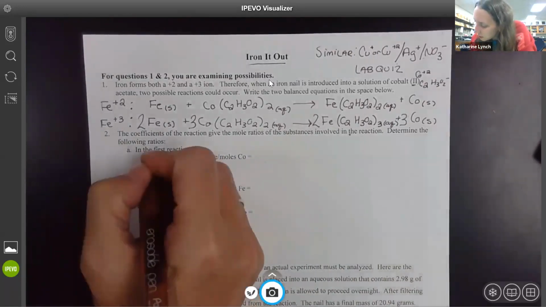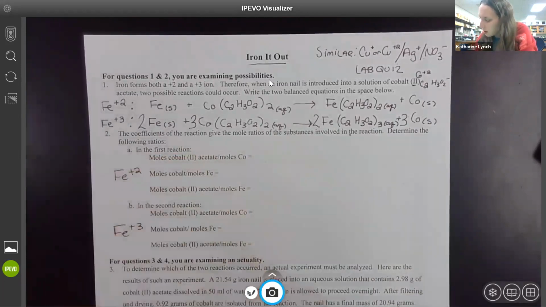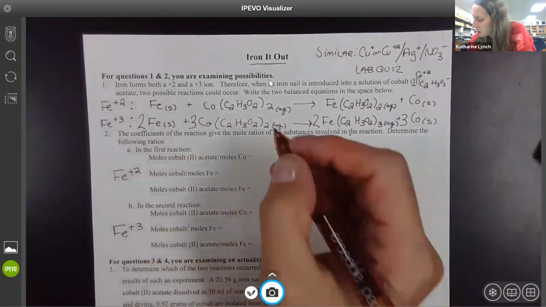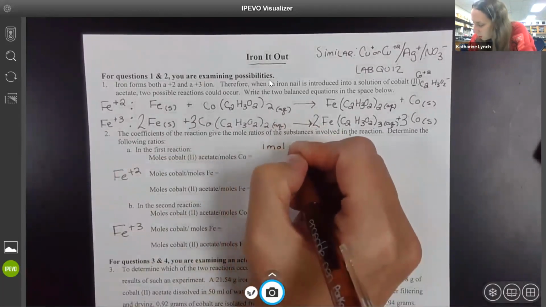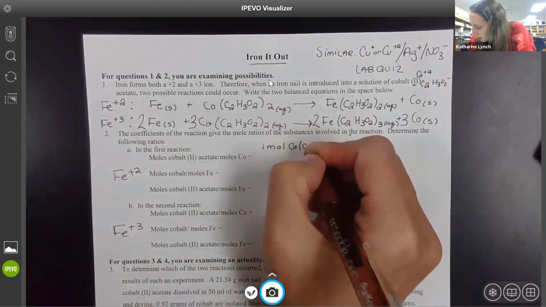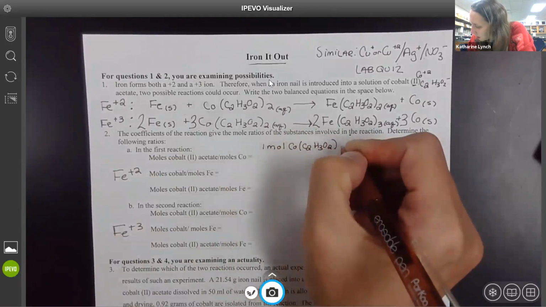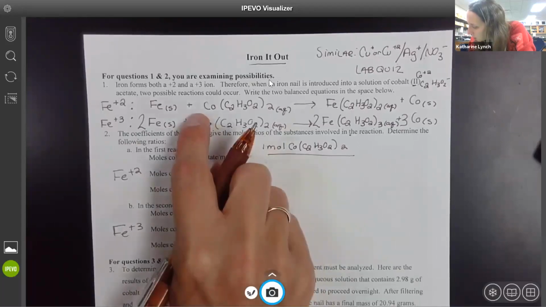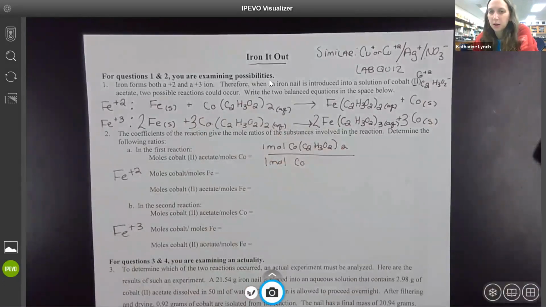So right now we're just writing mole-to-mole ratios. The first reaction is all about Fe+2. The second reaction for me is Fe+3. So moles of cobalt-2 acetate to moles of cobalt. Well, all of these are 1-to-1 ratios, but let's write this out really nicely. For every 1 mole of cobalt-2 acetate, Co(C2H3O2)2, I have 1 mole of cobalt. It's a 1-to-1 ratio. This one is just asking you to go back. I'm going to drop states of matter for right now and compare the mole-to-mole ratios.